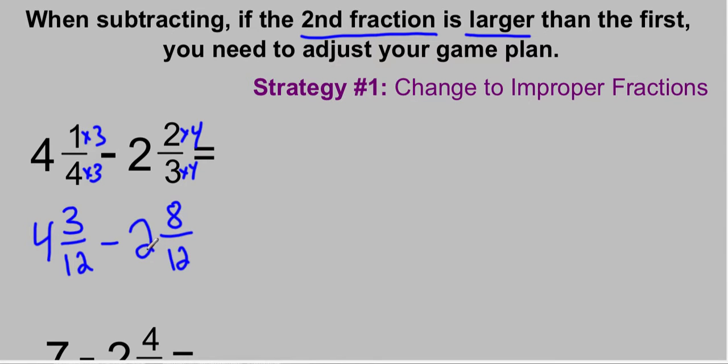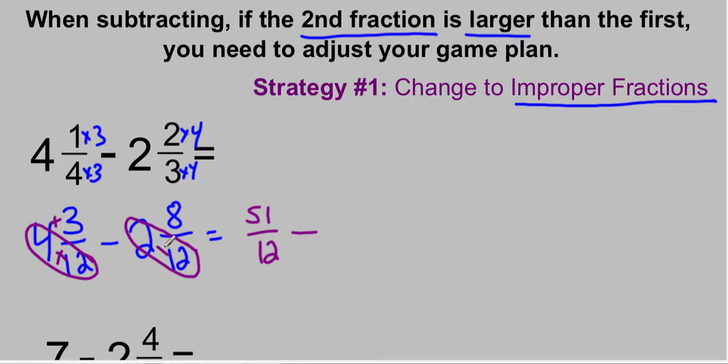So I can do 4 minus 2, that gives me 2, but I can't do the 3 minus 8 without going into the negatives. So here's one strategy for tackling the problem. Change everything to improper fractions. Remember, to make them into an improper fraction, you do your whole number times your denominator plus your numerator. 4 times 12 is 48, plus 3 is 51/12.